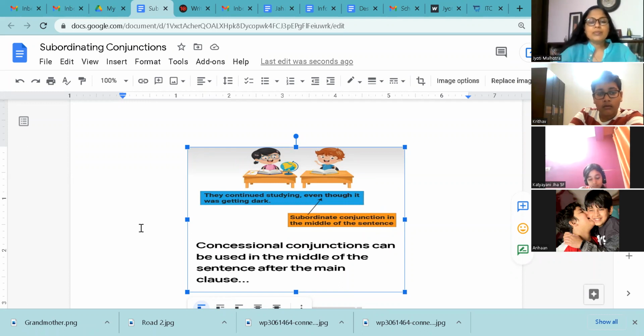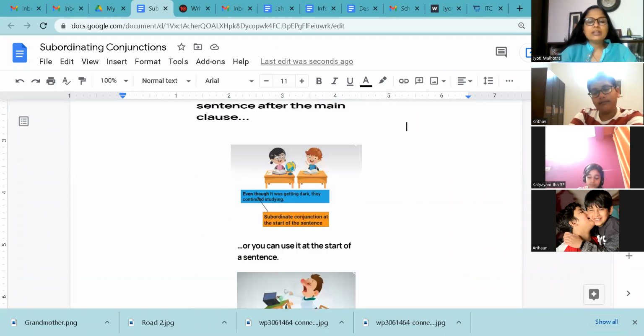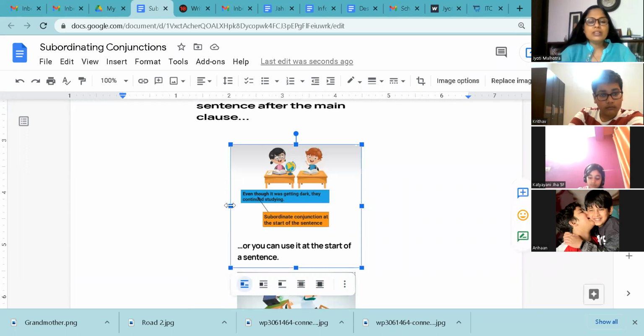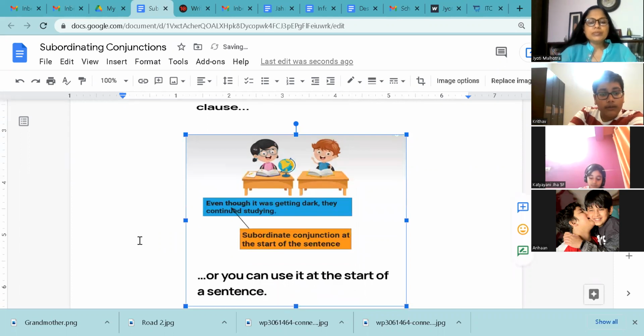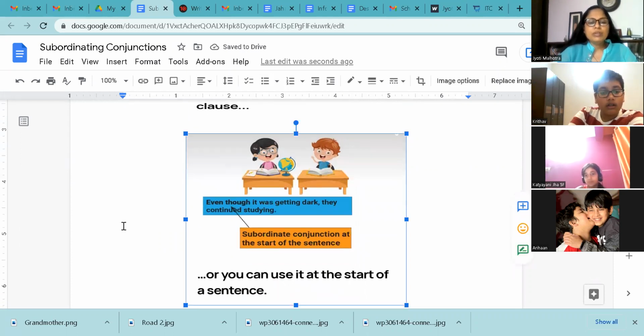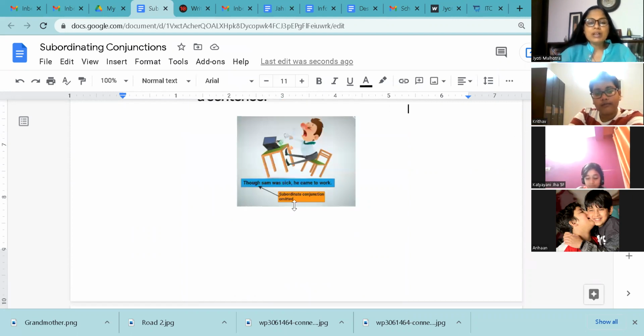Please read. They continued studying even though it was getting dark. The subordinate conjunction in the middle of the sentence is so. So they can be used in the middle of a sentence. Yes, that's correct. Then let's look at this example. Even though it was getting dark, they continued studying. So it is used now at the beginning or the start of the sentence. So that's something you need to really understand.